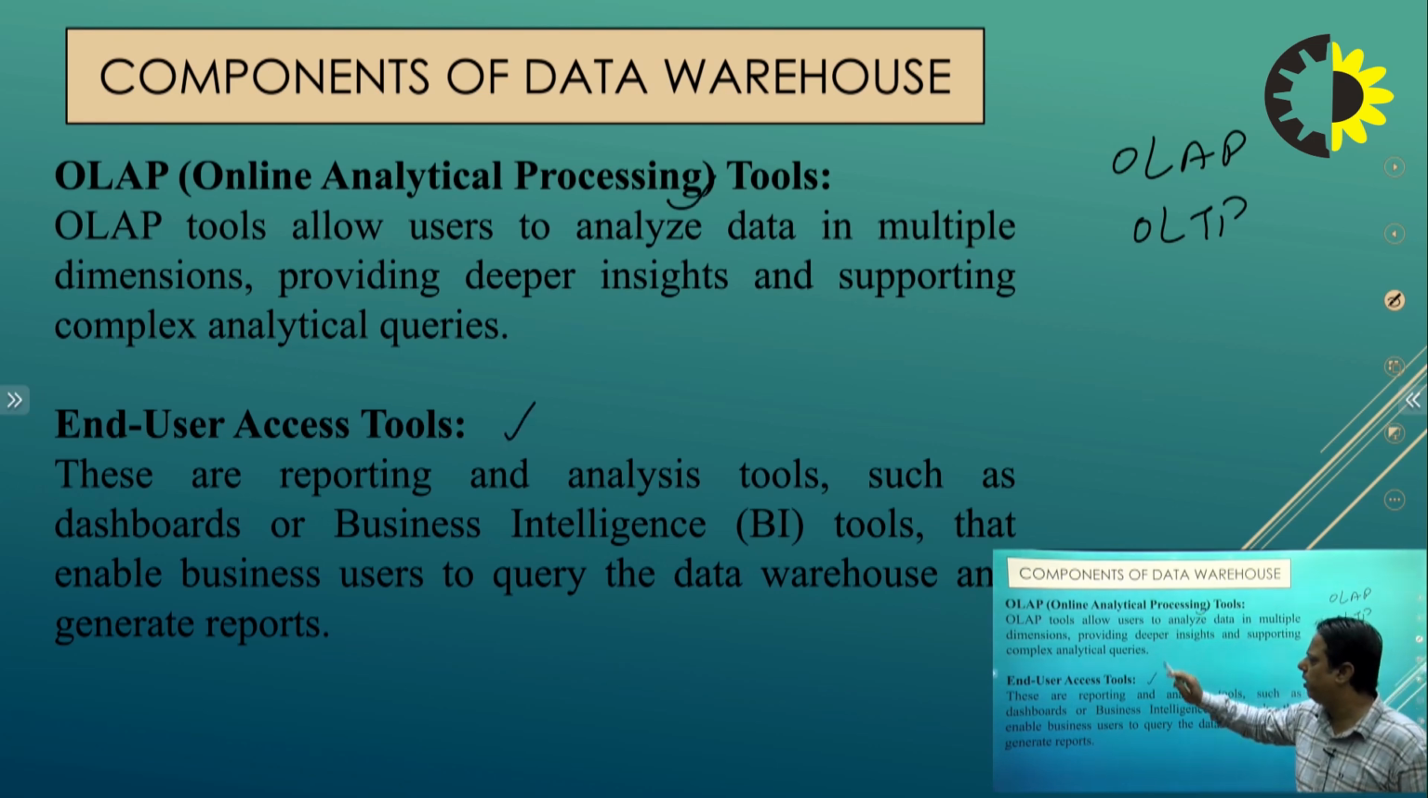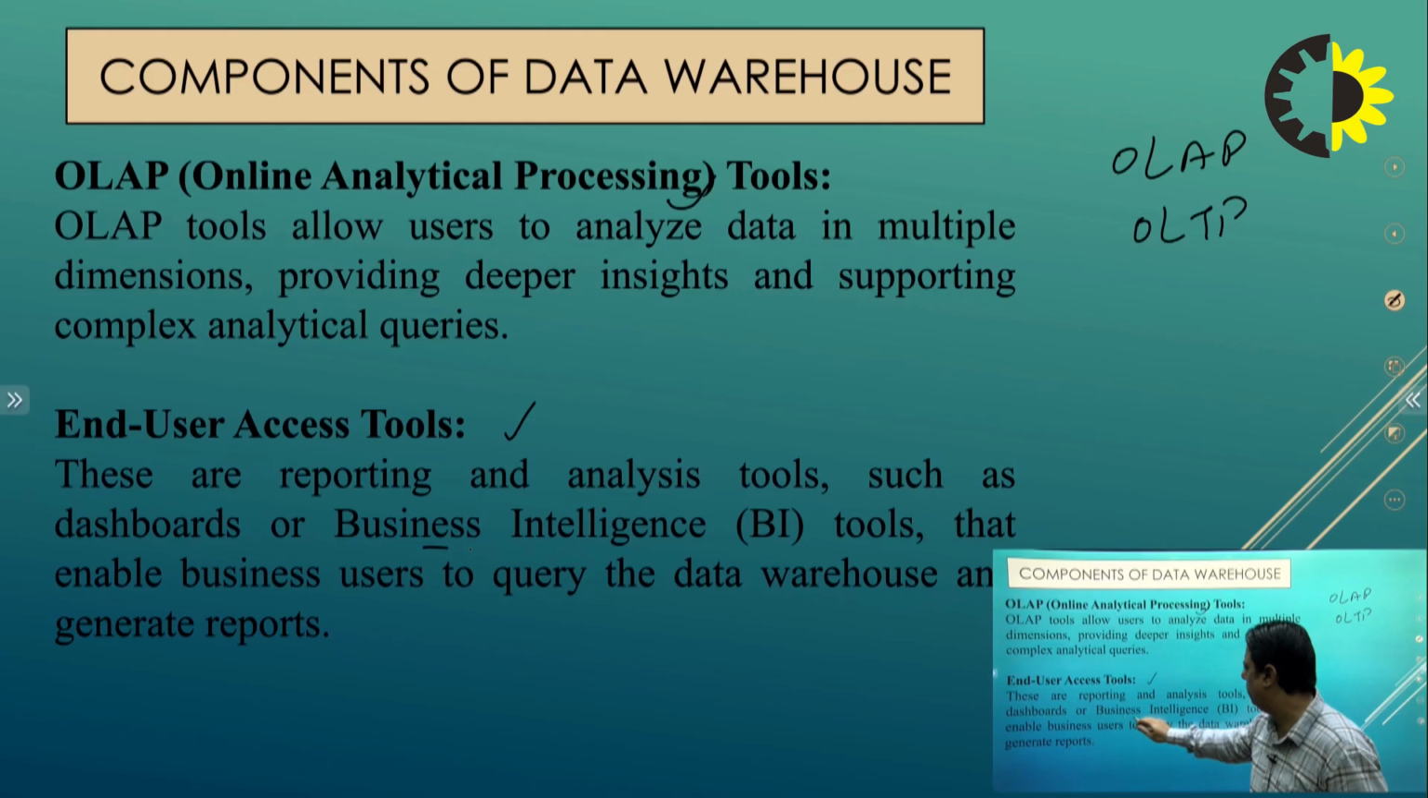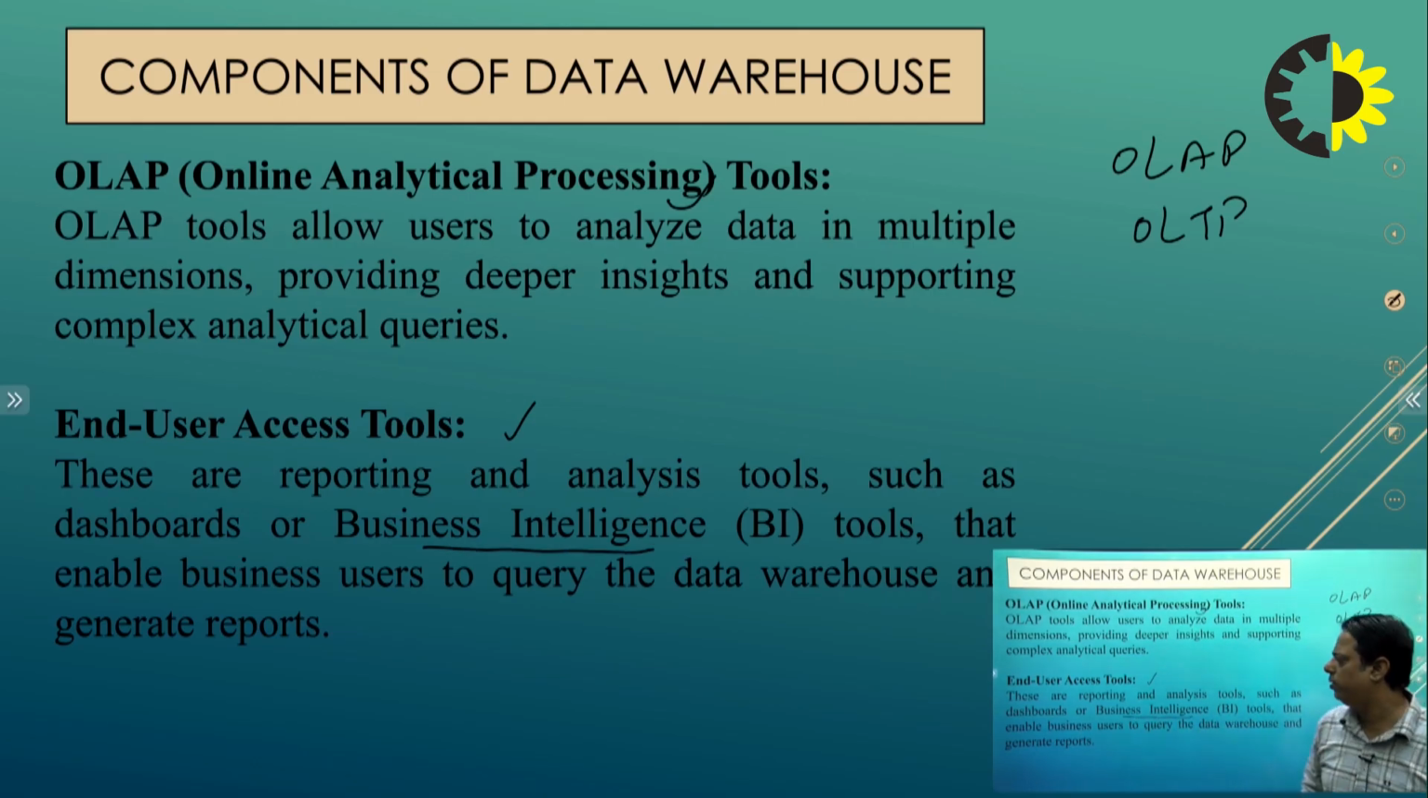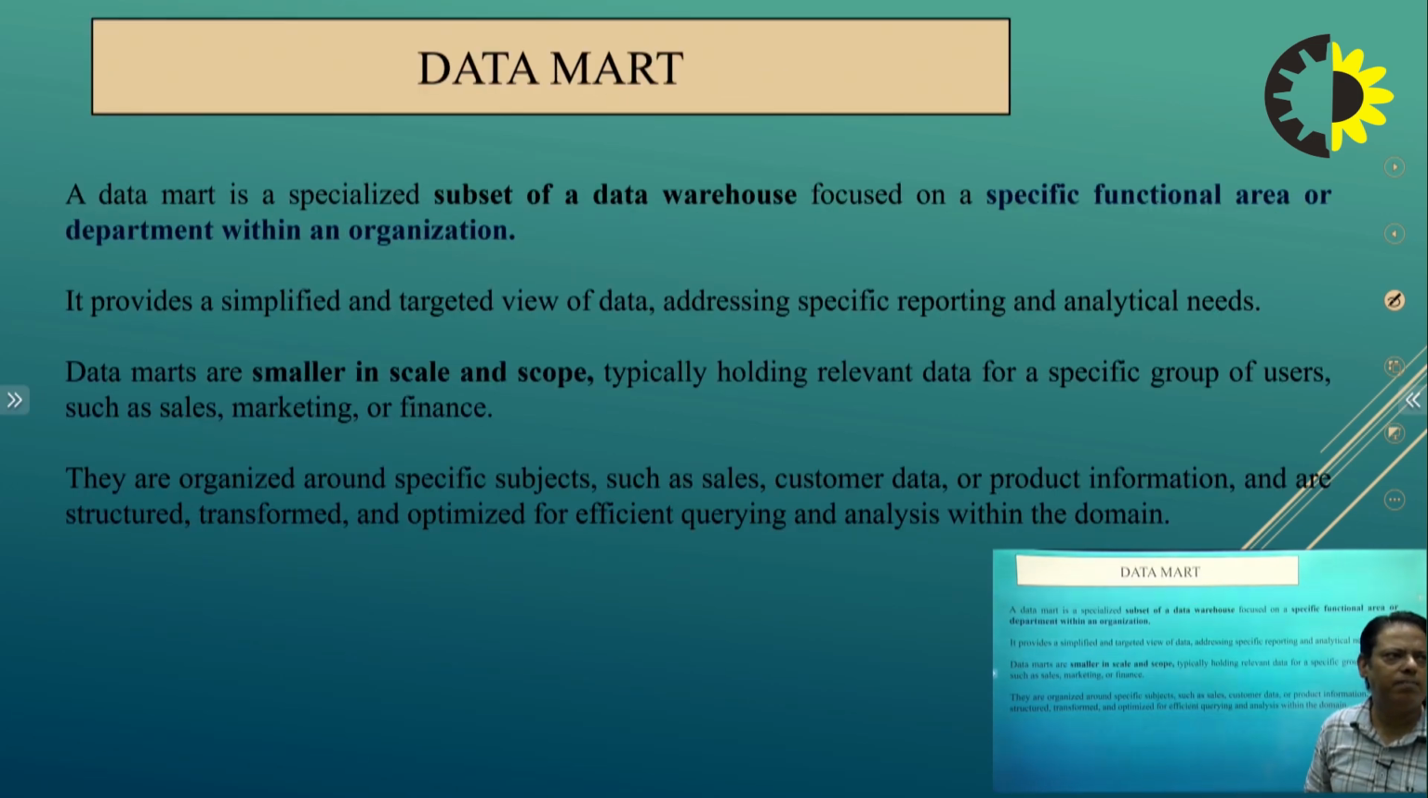Next is end user access tools. These are the reporting and analysis tools. This is the last phase and last layer in the data warehouse building blocks and components, such as dashboards and business intelligence tools that enable business users to query the data warehouse and generate reports. If a user needs to fetch some information and data from the data warehouse, he uses the business intelligence dashboard and some OLAP and OLTP tools to fetch the data and information from the data warehouse.